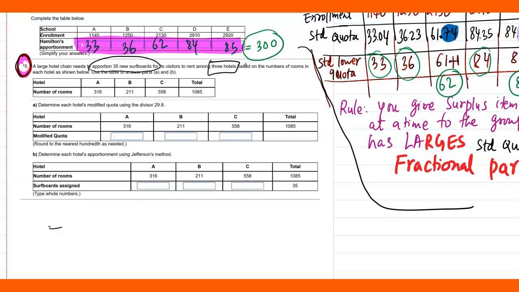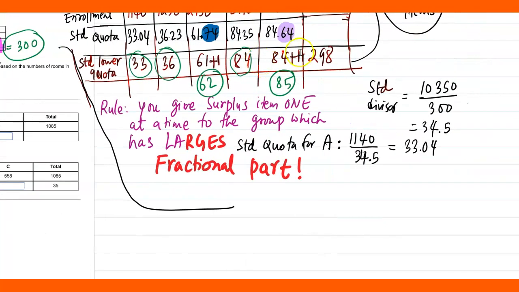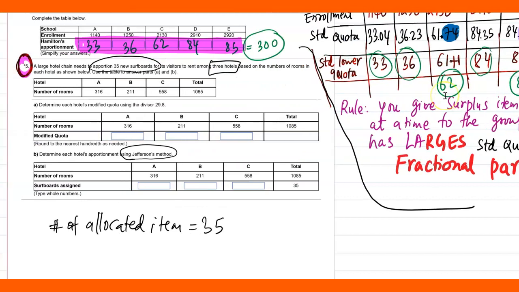Now, number of quota, number of allocated items is 35. Right, and number of groups is A, B, C, and total population is 1085. Here total population doesn't matter, because we're using Jefferson method. See here, Jefferson method, not Hamilton. Only Hamilton uses total population, remember that, to find the standard divisor, but Jefferson doesn't use that.